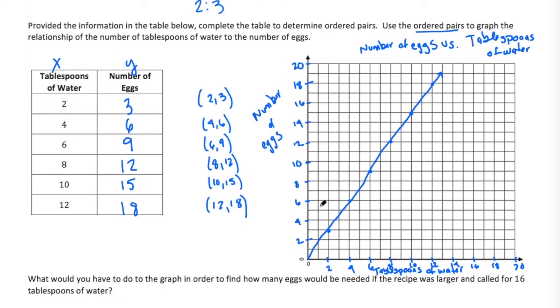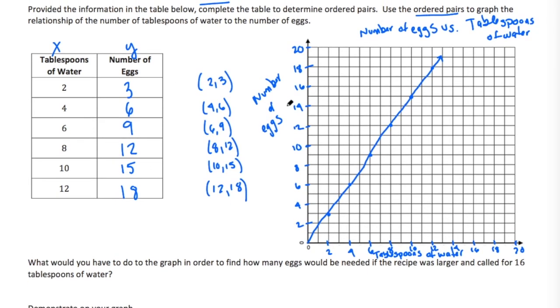Good. So now we already have 4 representations. We've got the ratio up there, a table, ordered pairs, and a graph. Wonderful. It says, what would you have to do in order to find out how many eggs would be needed if the recipe called for 16 tablespoons of water? So 16 tablespoons of water, we'd have to extend our graph. So we'd have to extend the line.